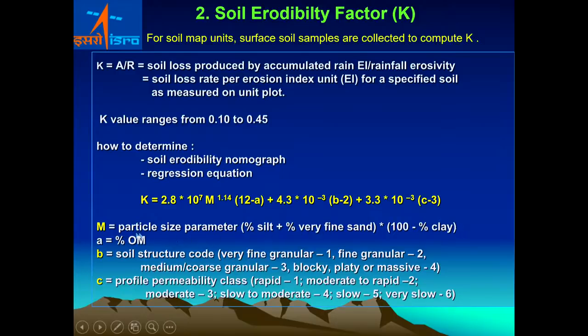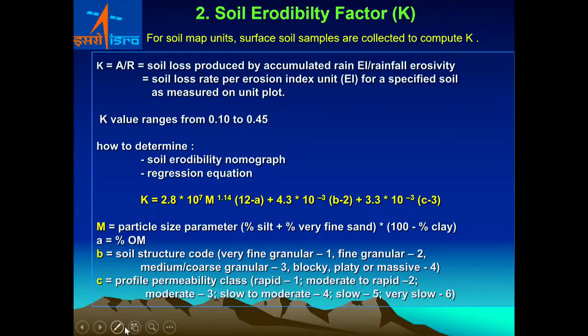If you know this one, then you can get the M value. A is the organic matter, B is the soil structure code. If a well-developed structure is there, then we give value 1. If structure is poor, then we go to the maximum of 4. So, we can characterize what soil structure is there, and on the basis of that we can give this value.